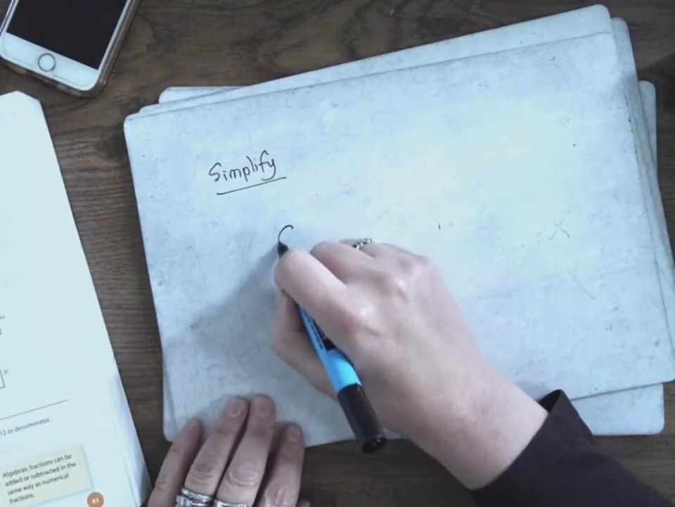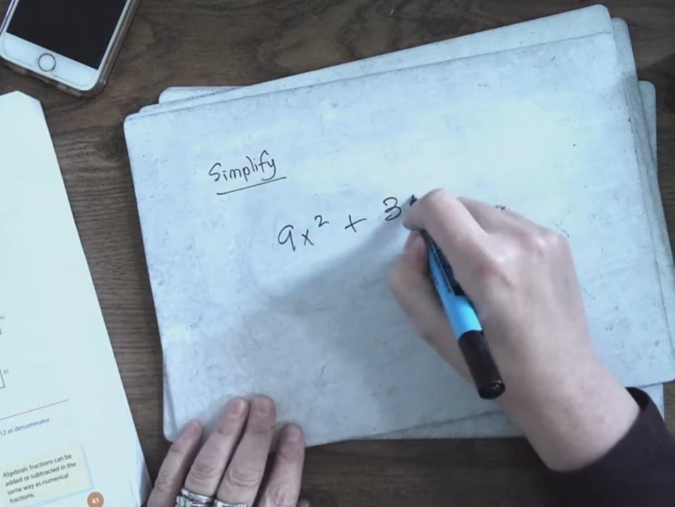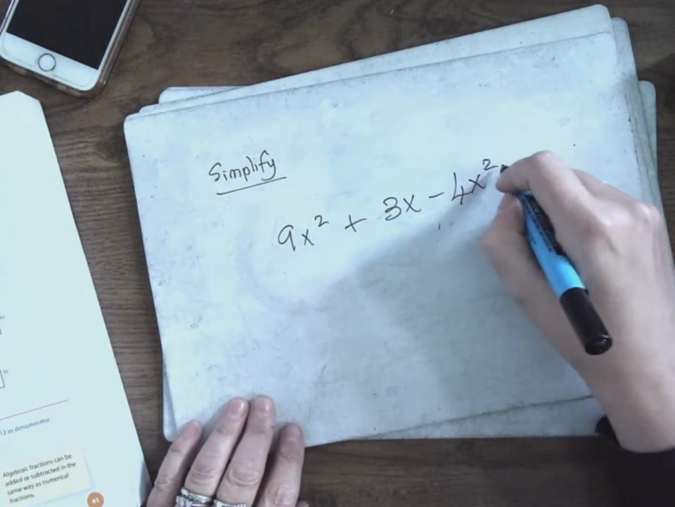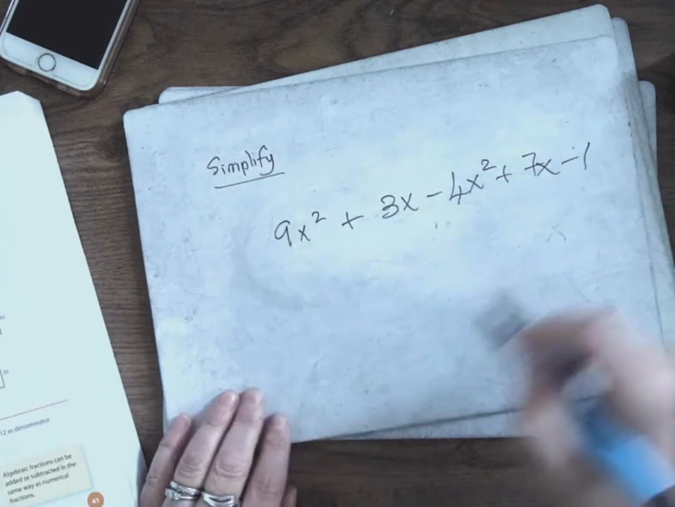Right, okay, so I have 9x squared plus 3x minus 4x squared plus 7x minus 1.